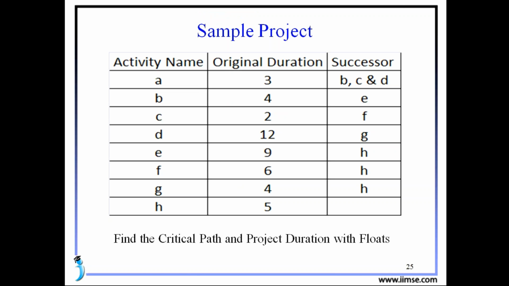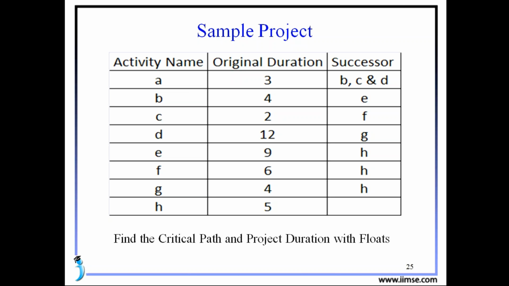The example. For example, the activity names he gave are like A, B, C, D, E, F, G, H. And the original duration, approximately, may be days or weeks based on the situation. And also the successor. Successor means after completing this first activity, the successor will follow. Here, according to this sample project, after A, B, C and D will be started.